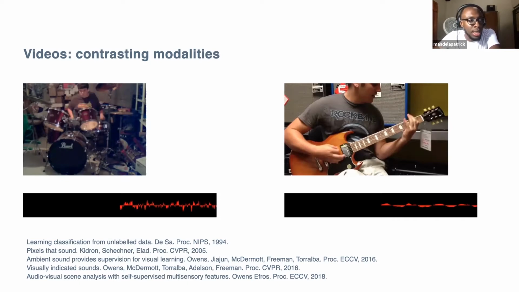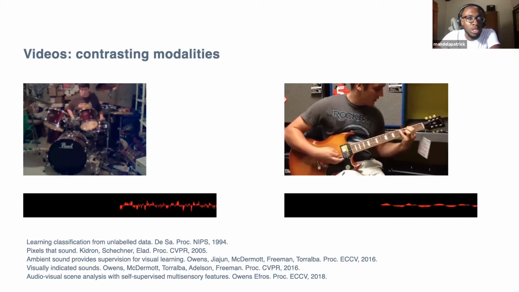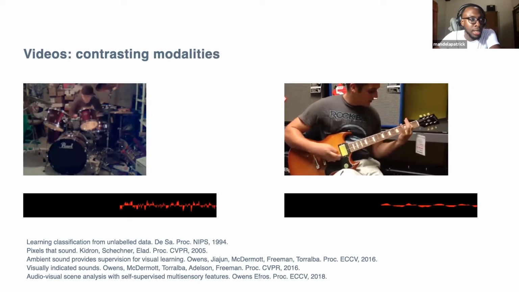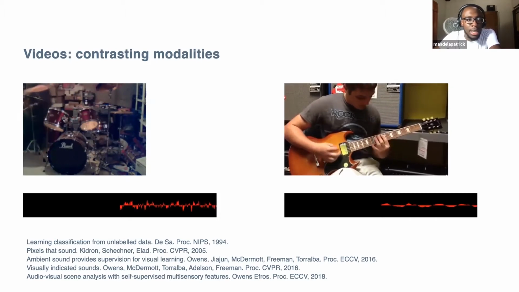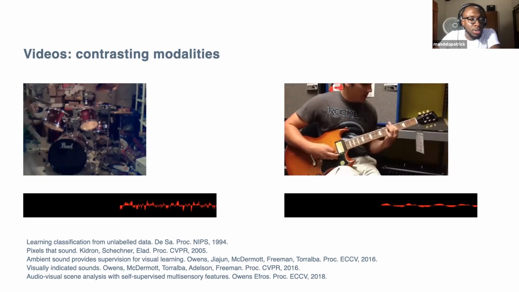For example, if I show this video, this is someone playing an electric guitar and someone playing a drum. If I now play the songs, not sure if you could hear it, but hopefully you can. Even though that song matches to the guitar, even without seeing the guitar, you know it matches with the guitar. While this is a drum song, which matches with the visual of someone playing a drum.